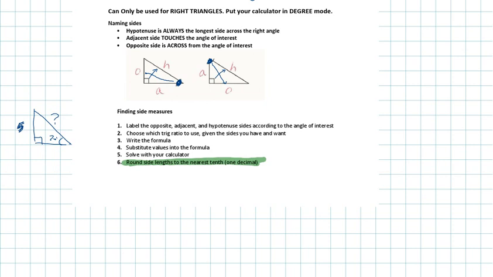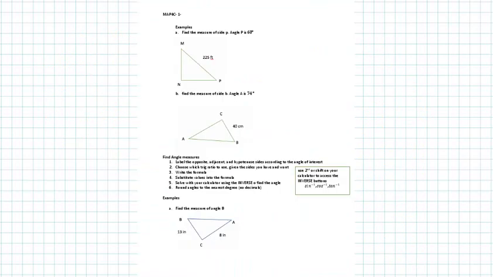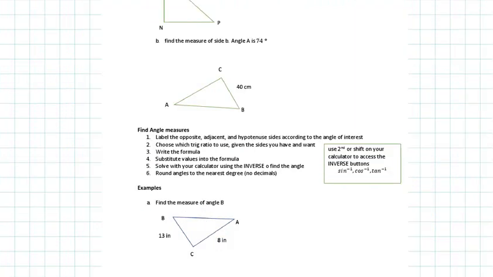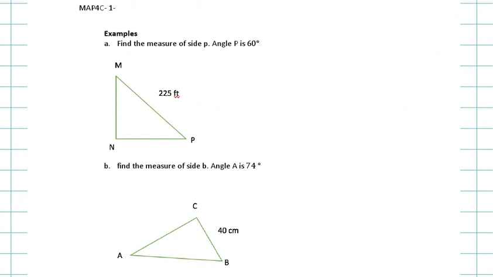Let's look at a question. Make sure that your calculator is in degree mode, please. So take out your calculator and make sure it's in degree mode. It should say D or DG at the top, or it should not say anything. The question is saying, find the measure of side P if angle P is 60 degrees.